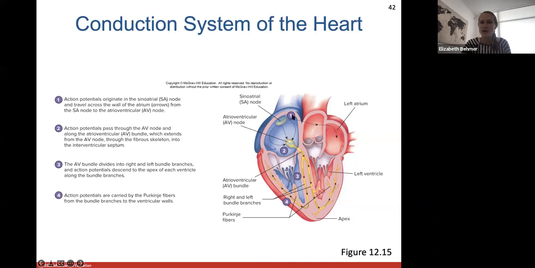The part of the heart that starts the electrical activity is the sinoatrial node, shown at the top of the right atrium. That electrical activity passes through the AV node, down through the AV bundle, and then into the right and left bundle branches, and then up through the Purkinje fibers that bring electrical activity to all of the heart muscle cells, especially in your ventricles, which do the majority of the contracting and the ejection of blood.